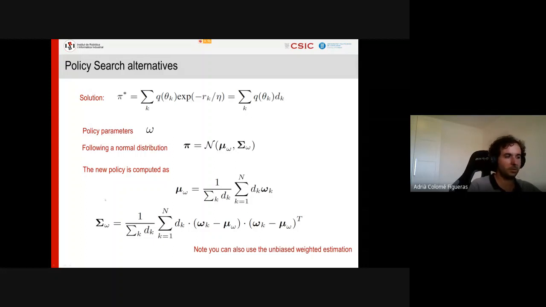But what happens here? And now I will ask a question to the audience. Imagine that we have the robot that I showed before that is moving in the Cartesian space, so basically 6 degrees of freedom.